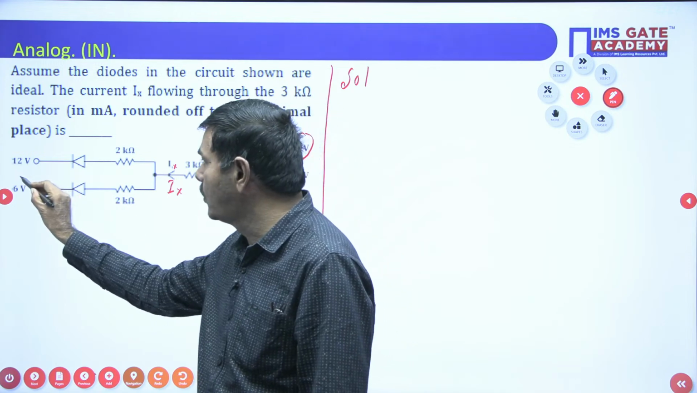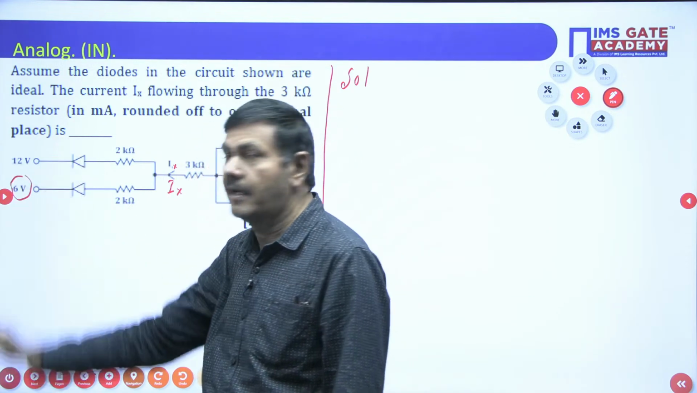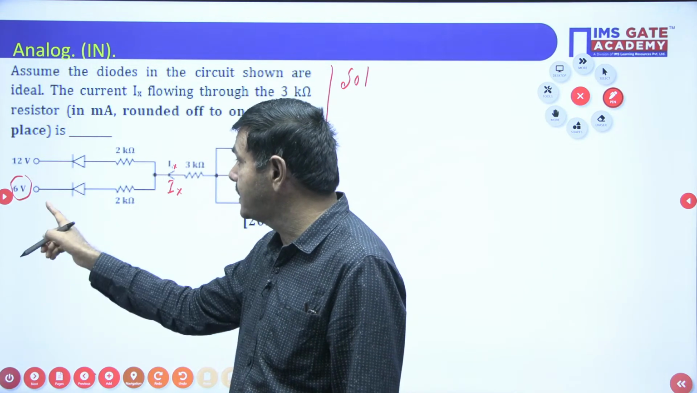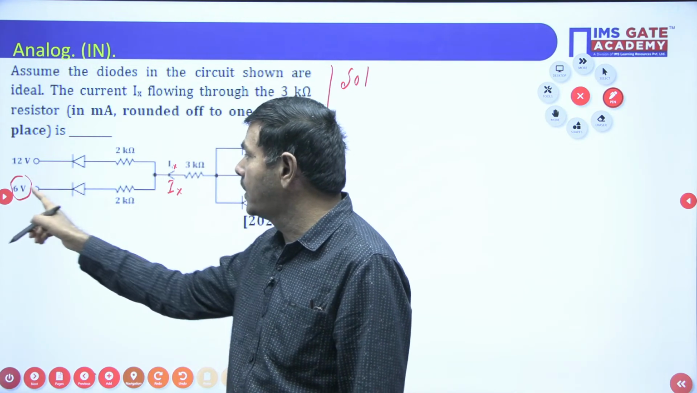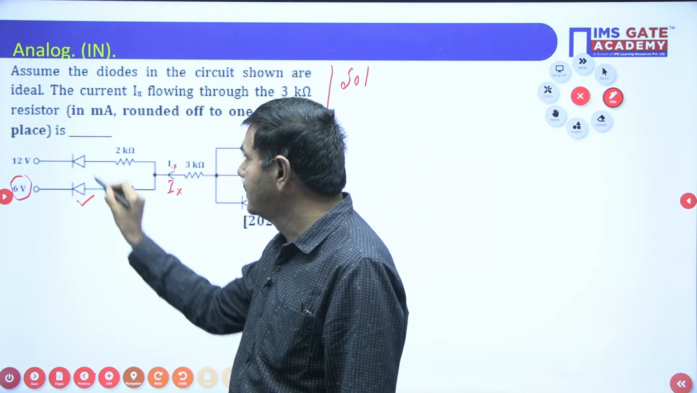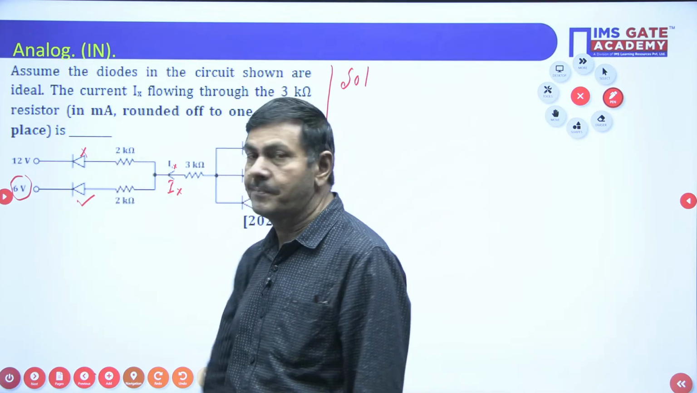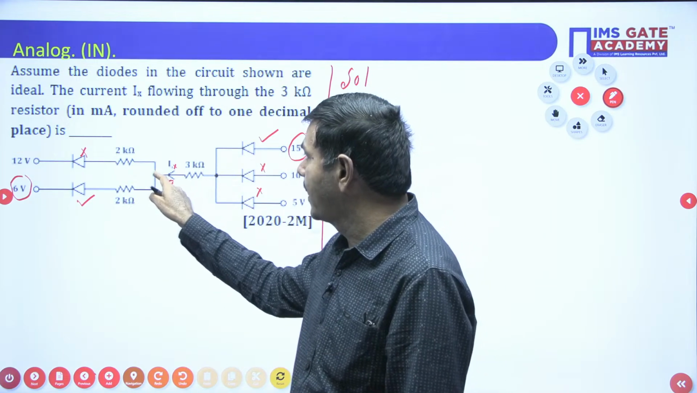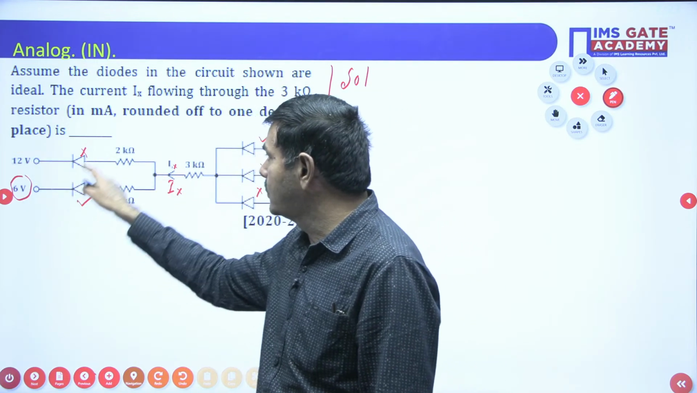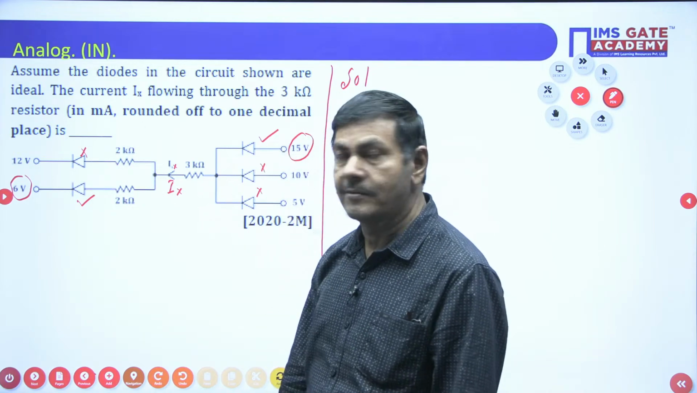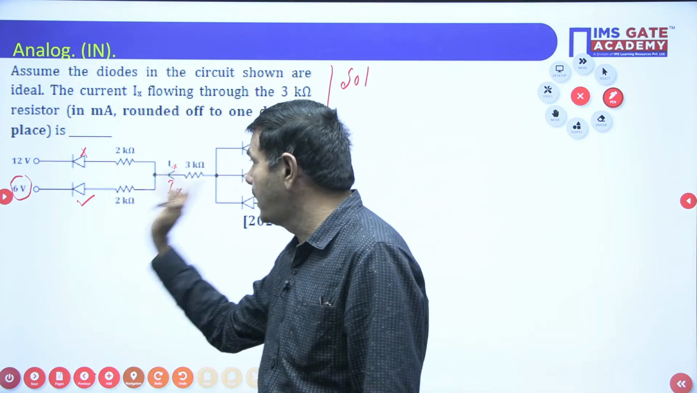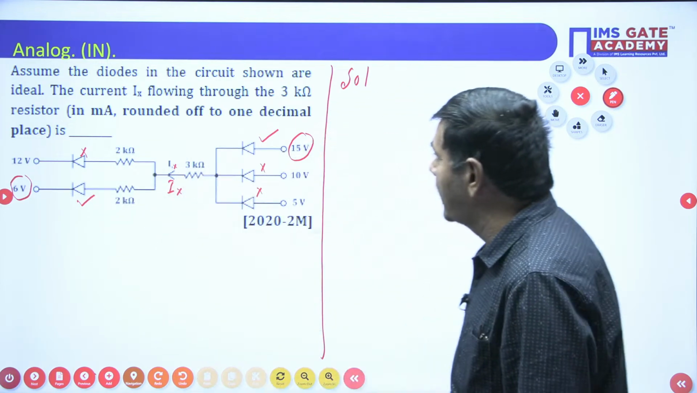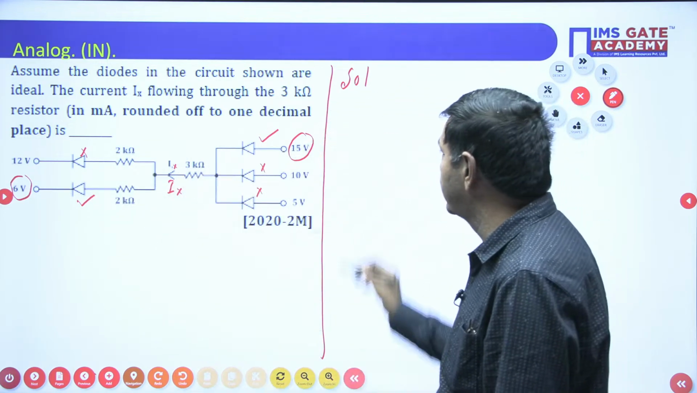The diode with the low voltage will be on. Since output voltages are given, the diode with the low voltage will be on, and this one will be off. Because of this node voltage, this diode will come to the on state. Anyhow, the one with low voltage will be on. Other diodes are off. In that case, I can redraw this network in this way.